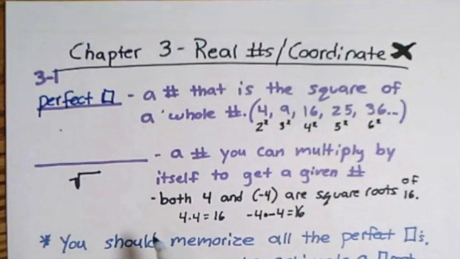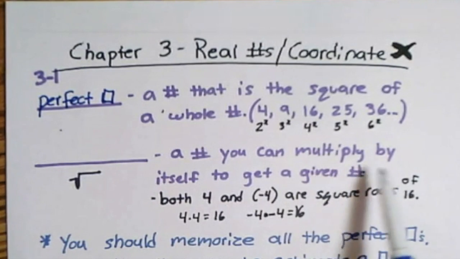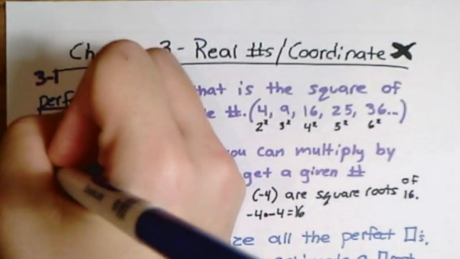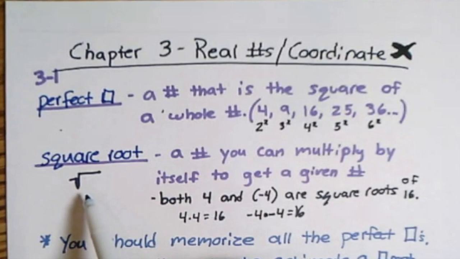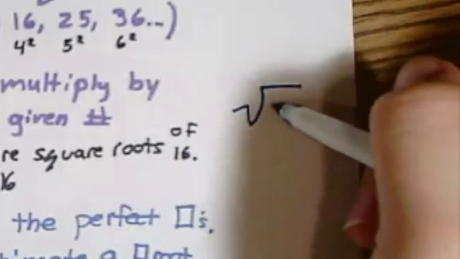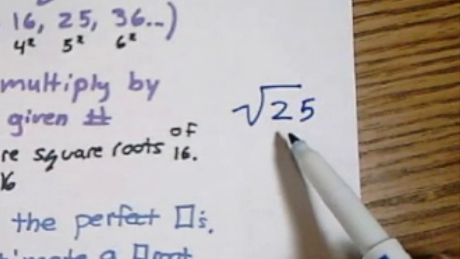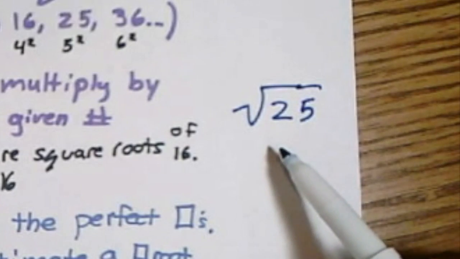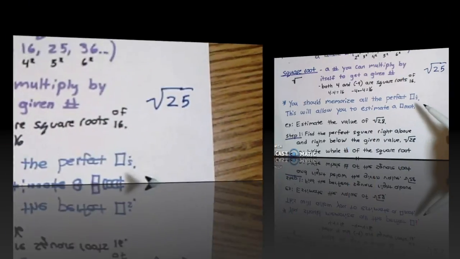So there's perfect square. Our second vocab word that you need to know, a number that you can multiply by itself to get a given number is called the square root. This is how we draw a square root symbol. Both 4 and -4 are considered square roots of 16 because 4 times 4 is 16 and -4 times -4 is 16. However, for the purposes of this book, whenever you see something written like this, you will always take the positive square root of it. So the positive square root of 25 is 5, even though -5 times -5 is also 25.